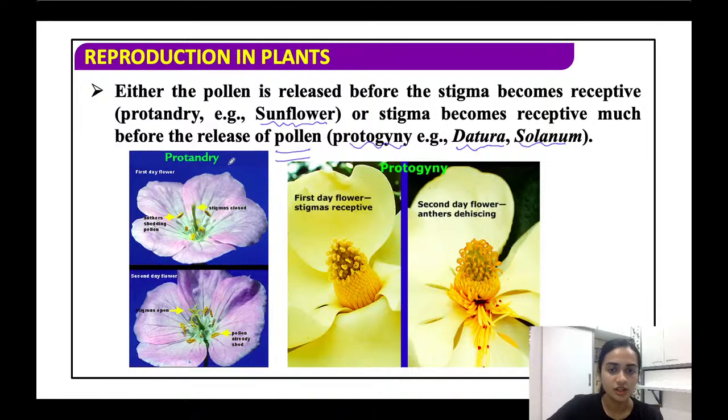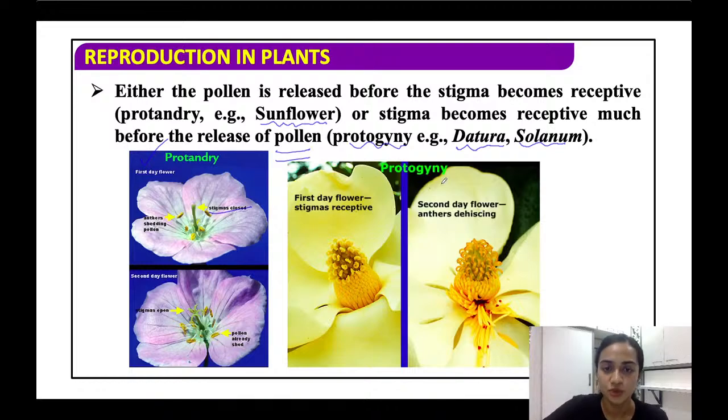See, here you can observe protandry. In the first day flower, the anther is shedding pollen, but the stigma is closed. Now the stigma is open, but the pollen has already been shed. Now there is no more pollen to be shed.